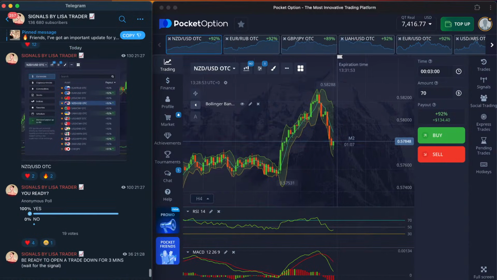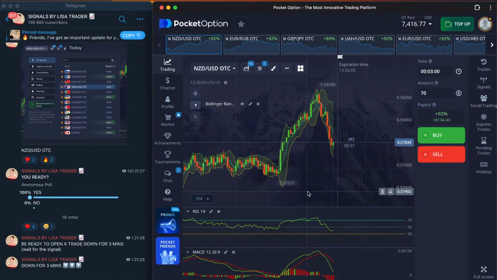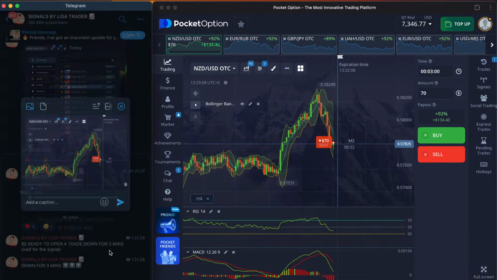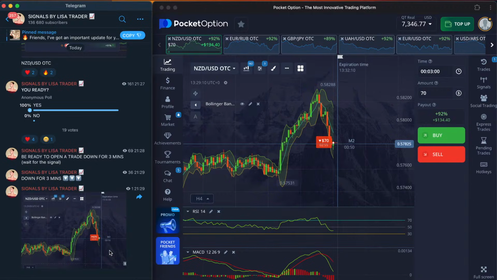Okay, here we're gonna open a trade down for 3 minutes, even though we got some corrective candle here, but we're gonna still do it. Okay, down for 3 minutes. We're gonna open here sell trades. Perfect. For 3 minutes, it shouldn't reverse upward. So that's great.